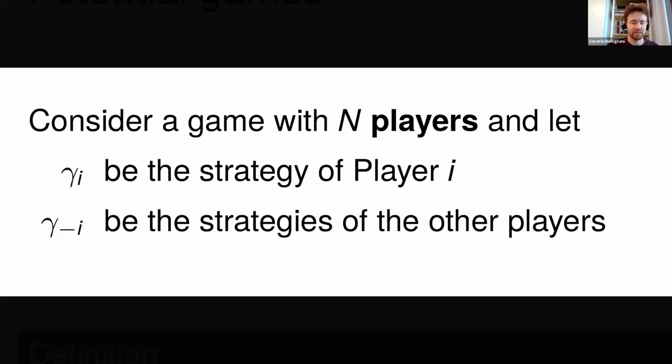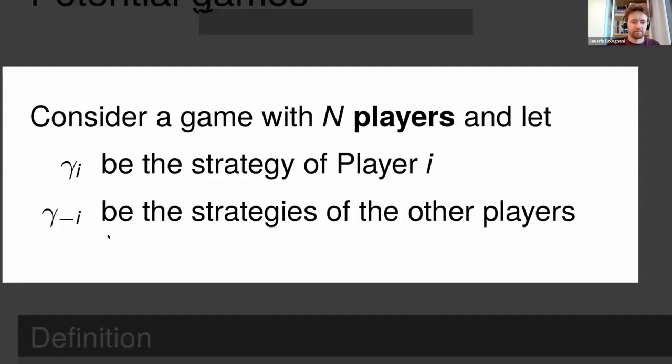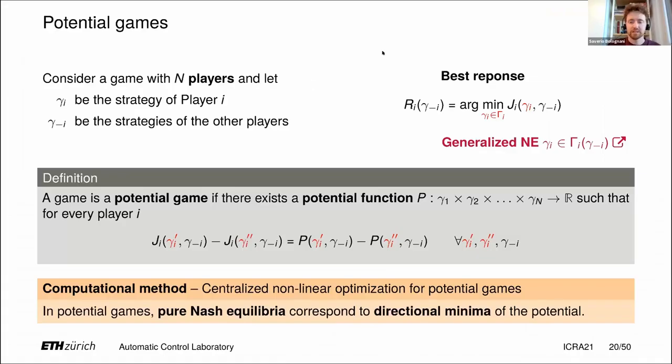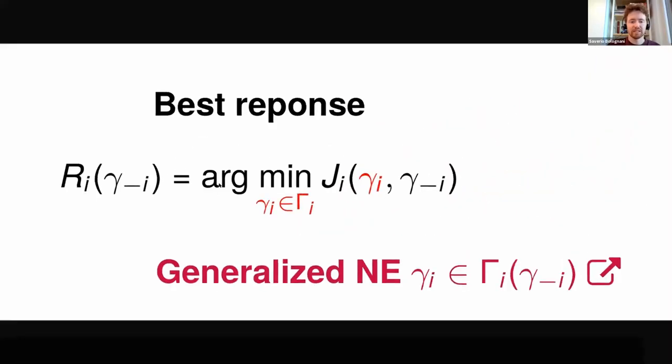I mean, there's only so many subscripts and superscripts we can put. And a very common notation in game theory is that gamma minus i is the vector of strategies of all the other players, okay? So the best response is defined exactly as it was defined before, it is the argmin for player i, in this case, to what all the others are doing, gamma minus i.